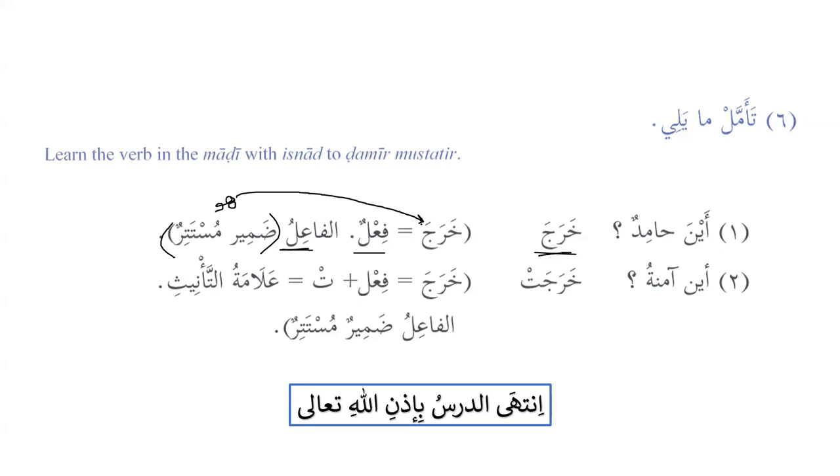And when we say ayna Aminah, we say kharajat. And in kharajat, we know that the fi'l is kharaja. Ta is ta' at-ta'nith or alamat ta'nith. So where is the doer? Again, al-fa'il is al-damir al-mustatir, taqdiruhu hiya. So in dhahaba, the doer is huwa, which is hidden, and in dhahabat, the doer is hiya, which is also hidden.